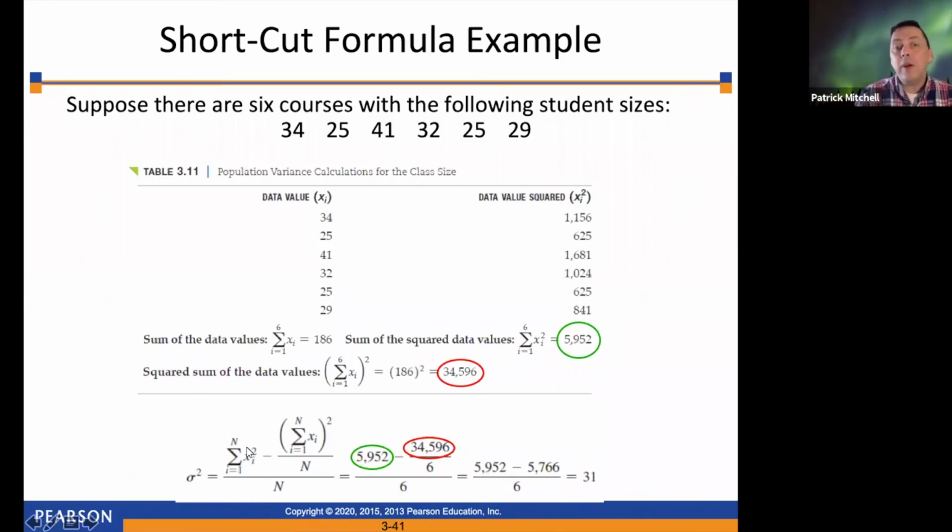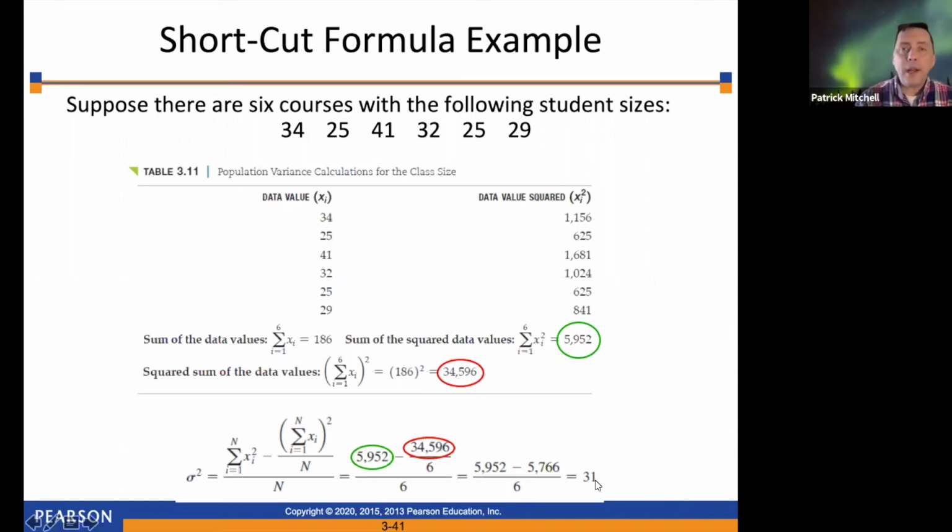Okay, so you have the sum of the squares, which was 5,952, and then you have the square of the sum, which is 186 squared. That comes out to 34,596. You take that big number and divide it by 6, which is the population size. And then you divide that difference by 6. So 34,596 divided by 6 comes out to 5,766. And when you subtract these two numbers and divide by 6, you end up with 31.